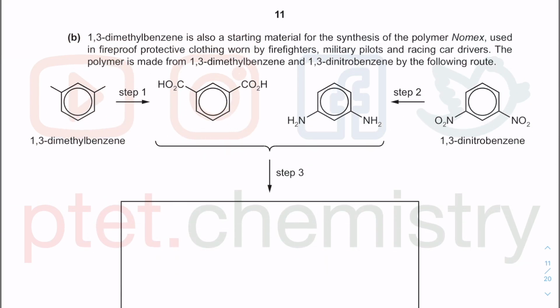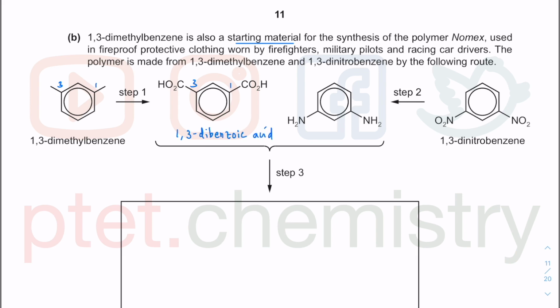Some more chemistry here. So 1,3-dimethylbenzene, you can also use it as a starting material, and you react that to form a dicarboxylic acid. So this was 1,3-dimethylbenzene, and now you get, how do I name it? This one should be benzoic acid. I guess this is a dibenzoic acid. 1,3-dibenzoic acid.